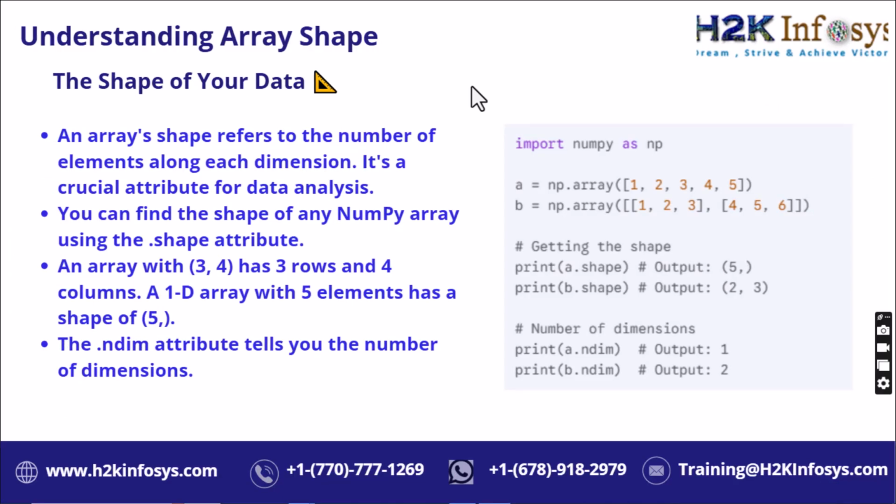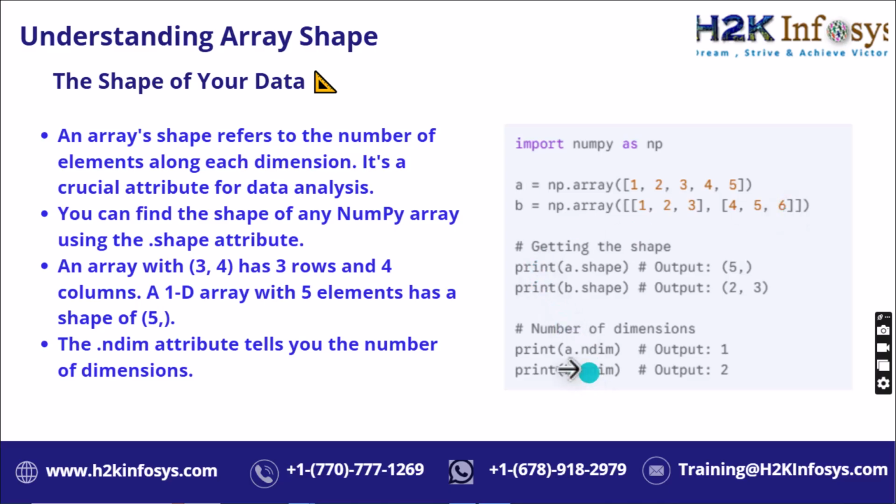Now we're going to learn the two attributes named shape and ndim. The shape will return the dimensions as well as the number of elements. So here in the first, you can see we have one dimension, and then how many elements are there? 5 elements are there. So it returns the same here, 5 elements in a single dimension. Whereas in b we have 2 rows and 3 columns.